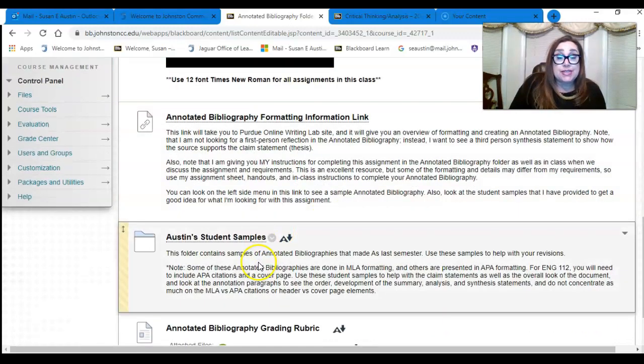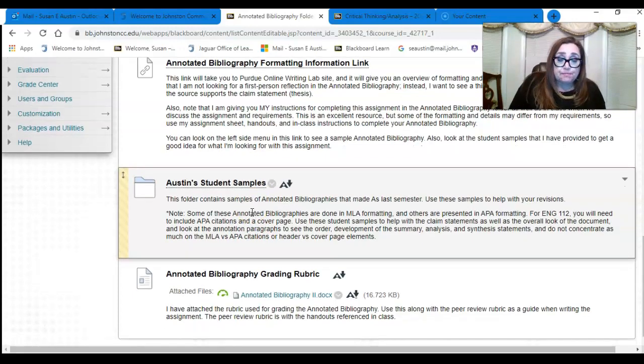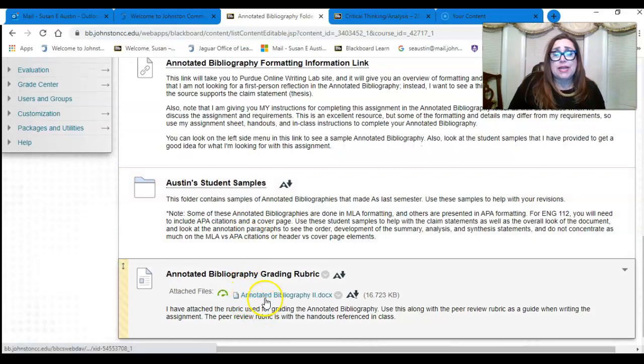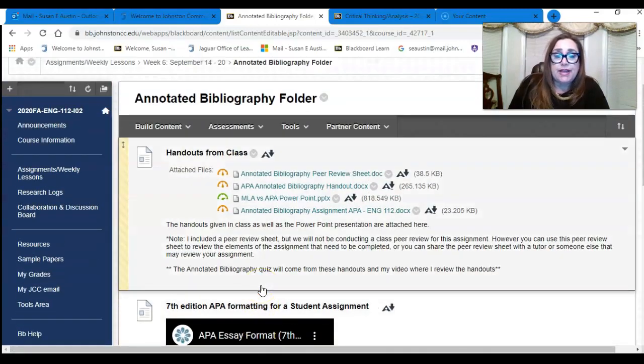I've given you some student samples. I may do an extra video in a few days, maybe midweek, to go over some samples with you, but I think just to start with, get an idea of what you're being asked to do, and then we may go over a sample in another video. And I did give you a grading rubric. Hopefully this will help you navigate the assignment.